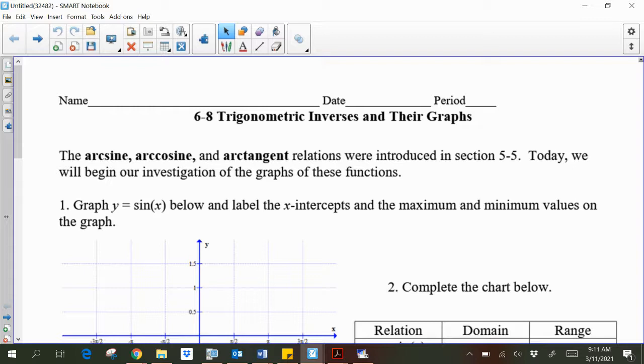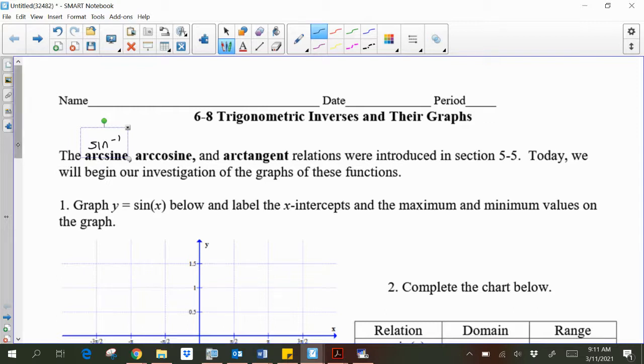Arc cosine, arc sine, and arc tangent are the fancy names for the inverses. So arc sine is the same thing as sine to the -1 on your calculator. It's just a fancy name, okay? So let's not freak out. Just arc sine, arc cosine, and arc tangent.